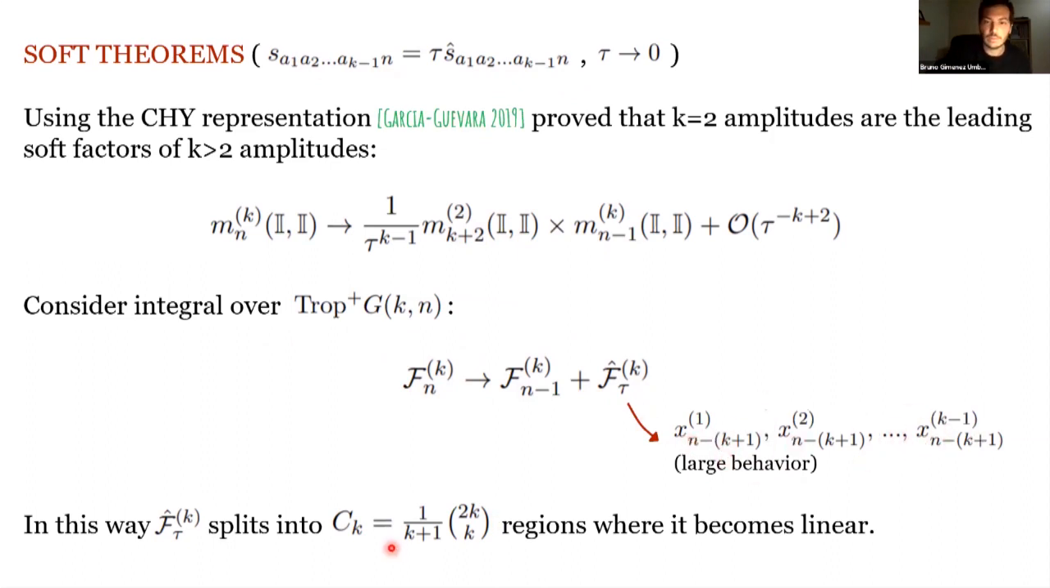I will explain in a second how this works. And this f hat splits into kth Catalan number regions where it becomes linear. So this is already pointing to a relation with the standard quantum theory amplitudes.